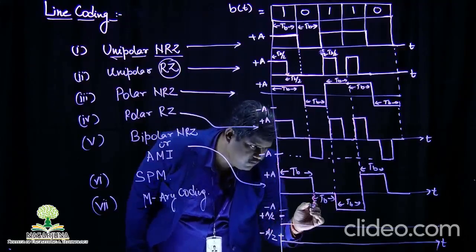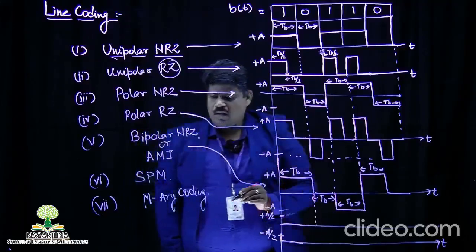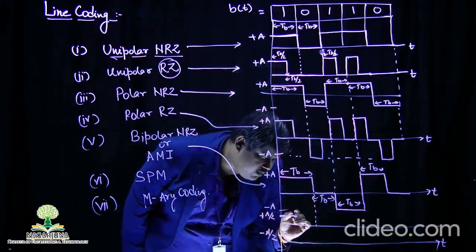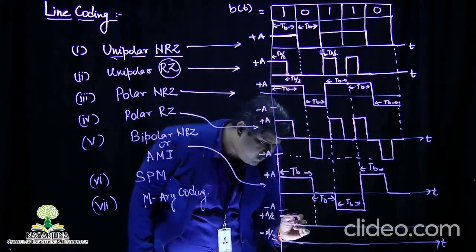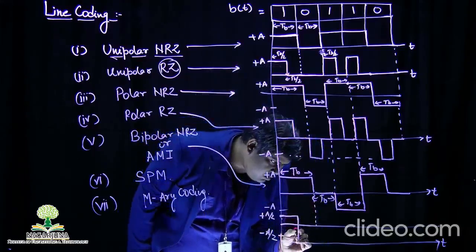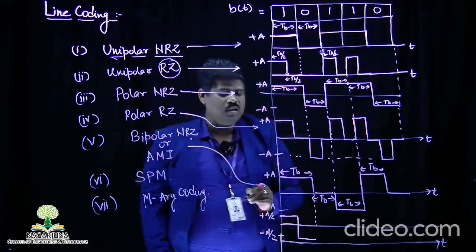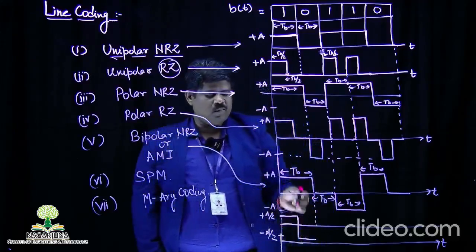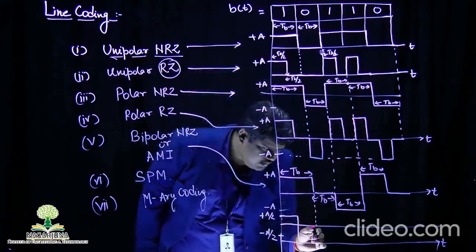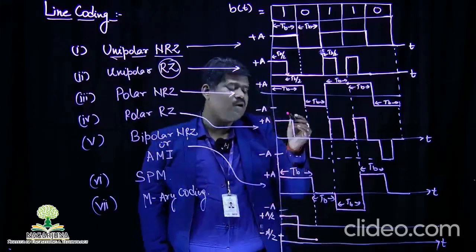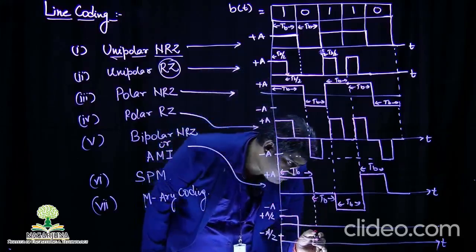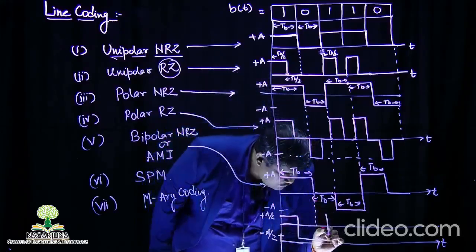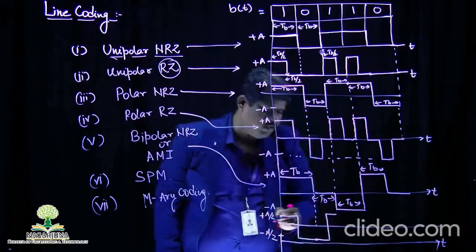For one bit interval, what will happen? In split phase Manchester, for symbol 1, for half of the bit interval it will be plus A by 2, and for the remaining half it will go to minus A by 2. So the positive polarity is followed by the negative polarity for symbol 1. What about 0? For 0, for half of the bit interval it will be minus A by 2, and for the remaining half it will be plus A by 2.